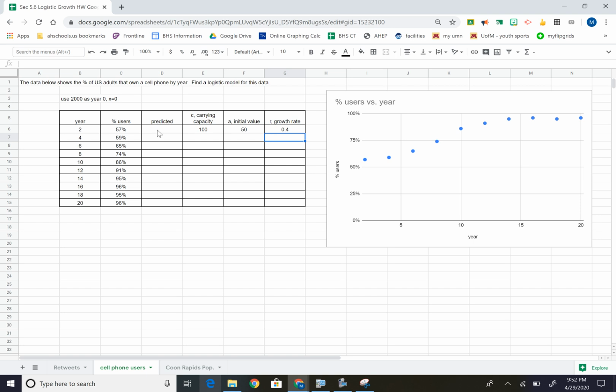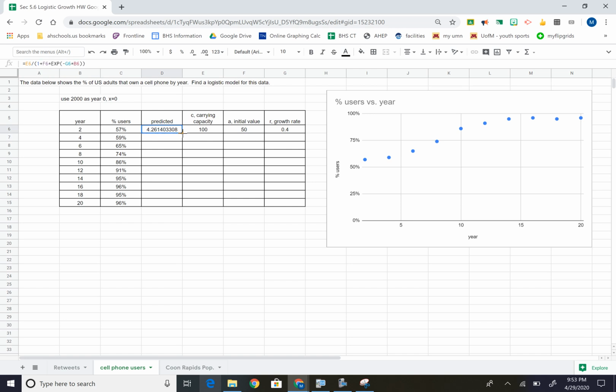So we are going to create a logistic equation based on these three variables. Remember, it's equal sign, C, which is our carrying capacity, divided by parenthesis 1 plus A times our exponential, e raised to the power, so exp for Euler's number. What is the power? The power is negative r times our x value, and end parenthesis, end parenthesis.